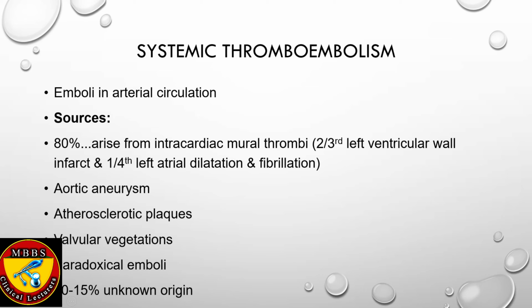Then they can arise from aortic aneurysm. Aneurysms are abnormal dilatations of blood vessels. So these aneurysms can be associated with disruption of the endothelium. They can cause thrombus formation, again leading to thromboembolism. Then we have talked about the cholesterol emboli, atherosclerotic plaques that can cause systemic thromboembolism, valvular vegetations, and paradoxical emboli we have already discussed, and 10 to 15% are of unknown origin.